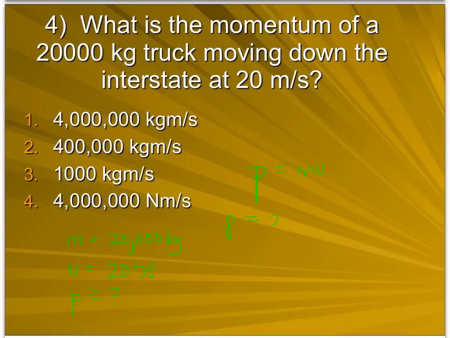So P is equal to 20,000 kilograms times 20 meters per second. And that is going to give you 400,000 kilograms times meter per second. So answer number 2.